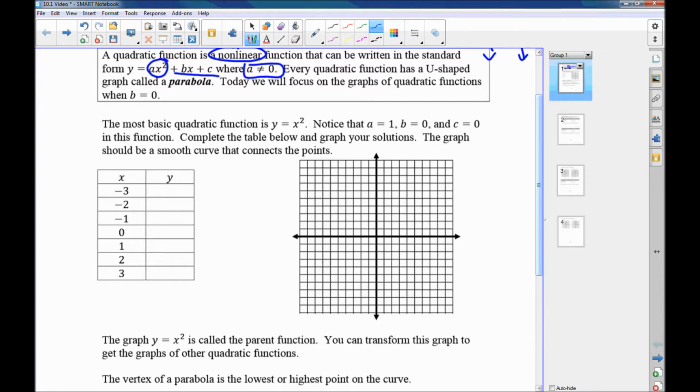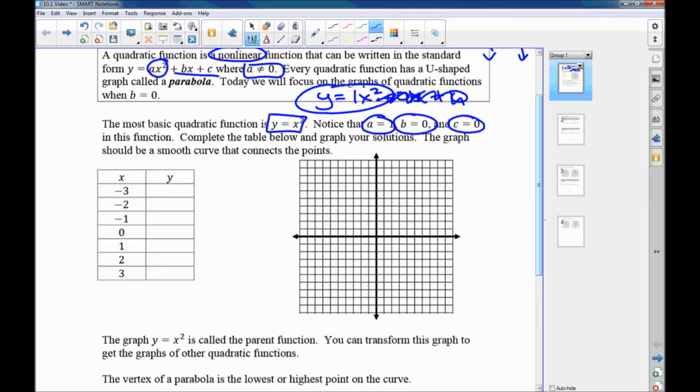Okay. So the most basic quadratic function is y equals x squared. This is the parent graph. Notice the a value is 1, the b value is 0, and the c value is 0. So it's like this, 1x squared plus 0x plus 0. So the 0x and 0 go away, and the 1 we don't usually write. Okay? All right, so complete the table below and graph your solutions.